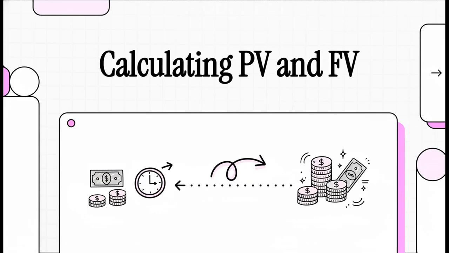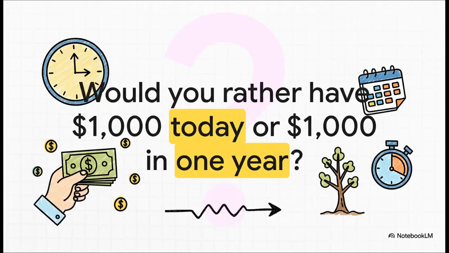Let's just jump right in with a question to show you what I mean. Okay, so here it is. It seems almost too simple, right? Would you rather have $1,000 right now in your hand, or that exact same $1,000, but you have to wait a whole year to get it? Just think about it for a second. What does your gut tell you?